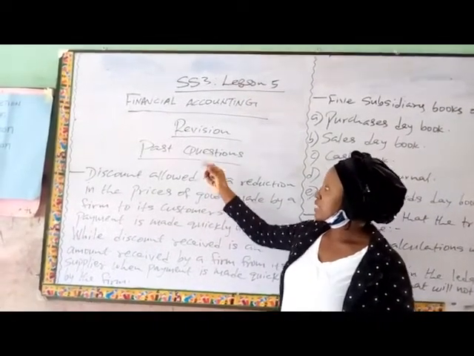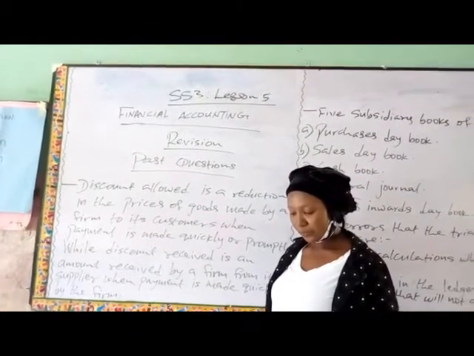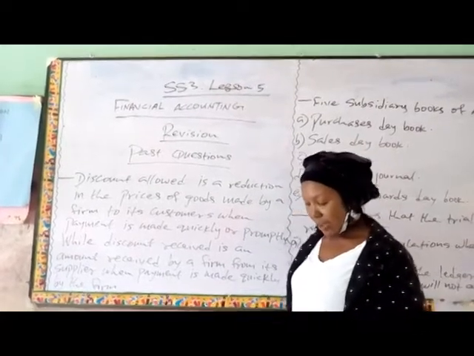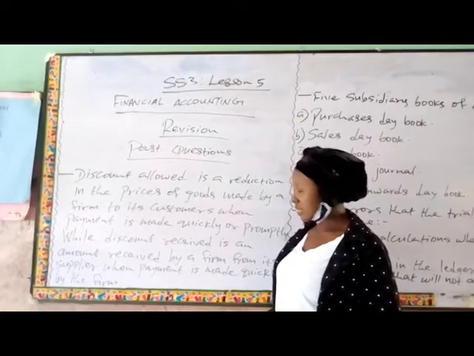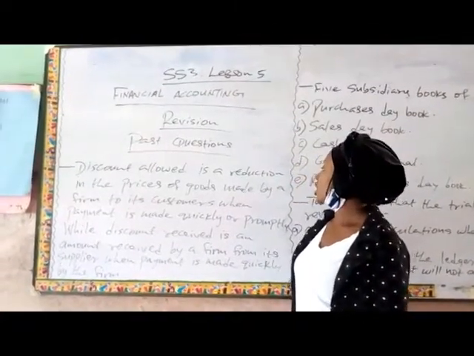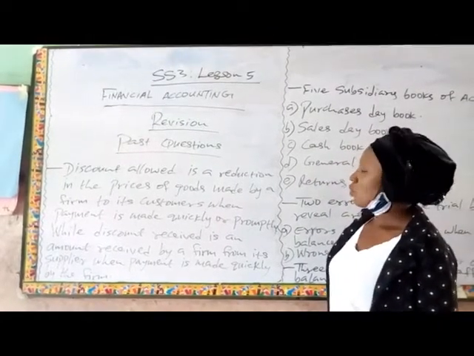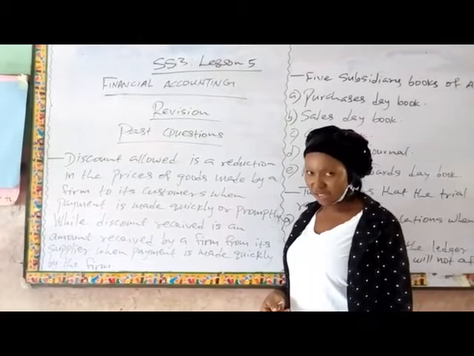Now, based on your past question, and I have your past question here, the question says: differentiate between discount allowed and discount received. Now, what do you understand by discount allowed? And what do you understand by discount received?